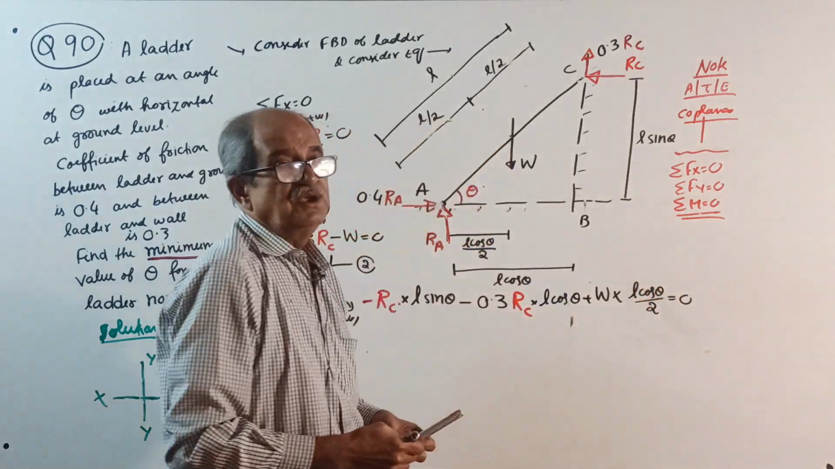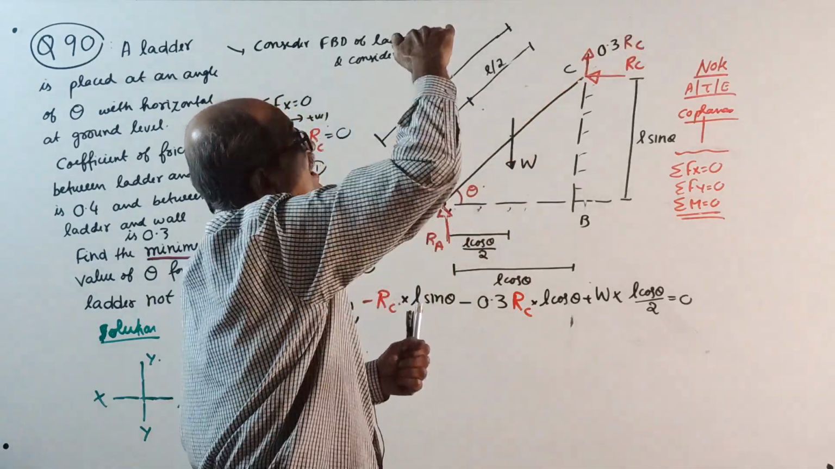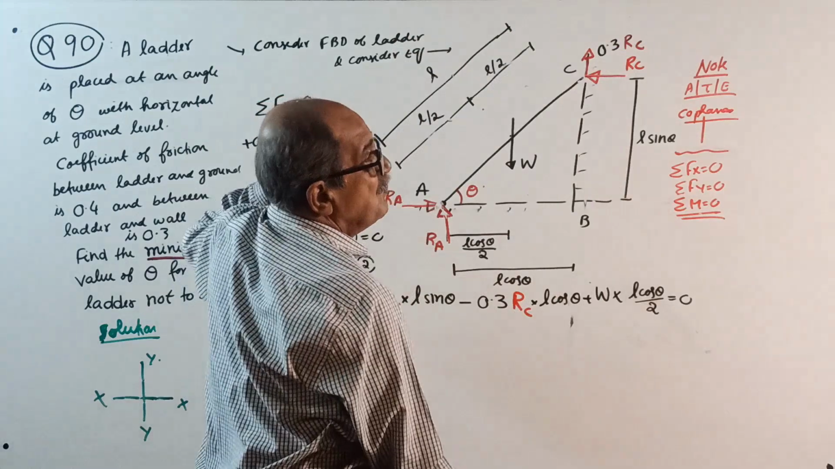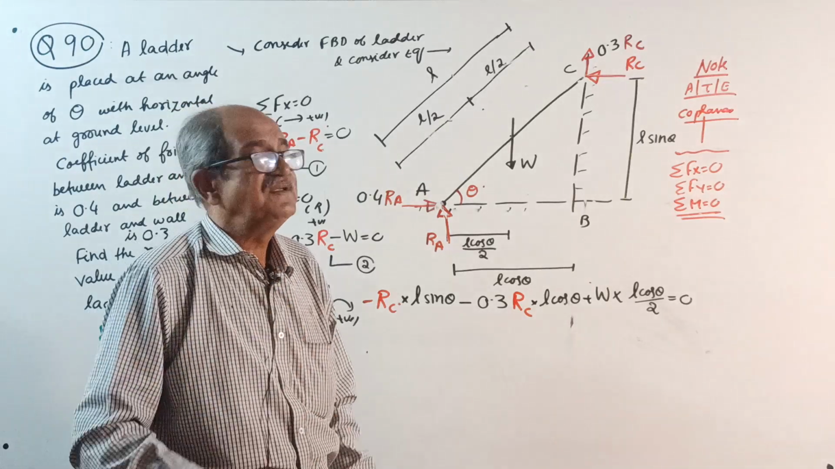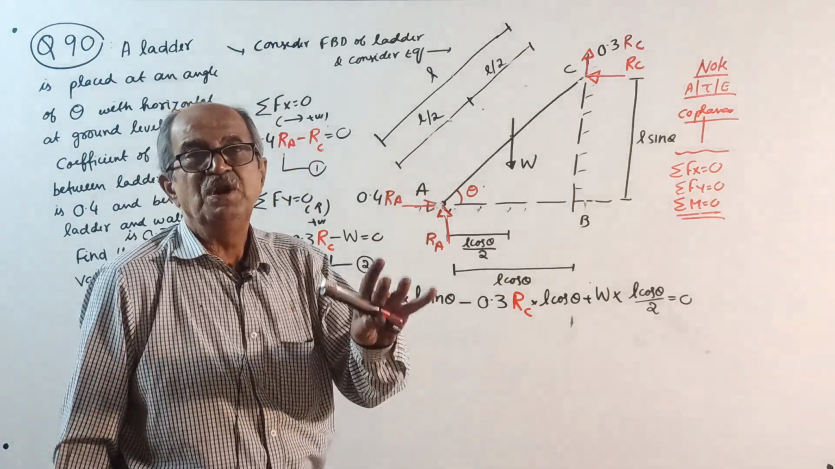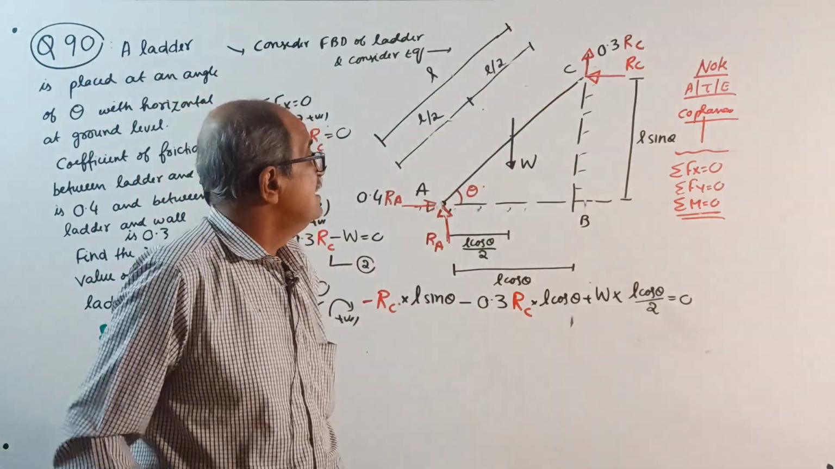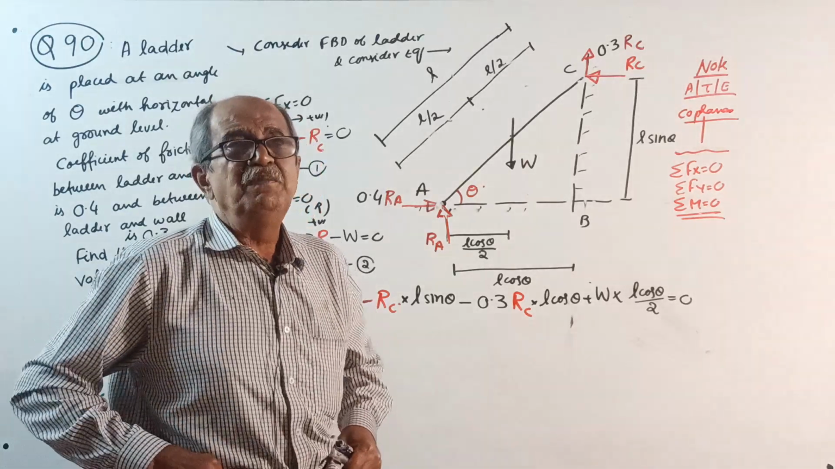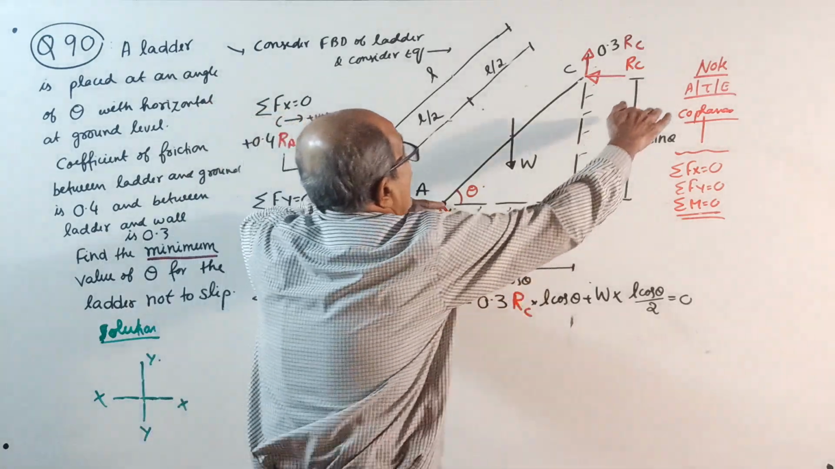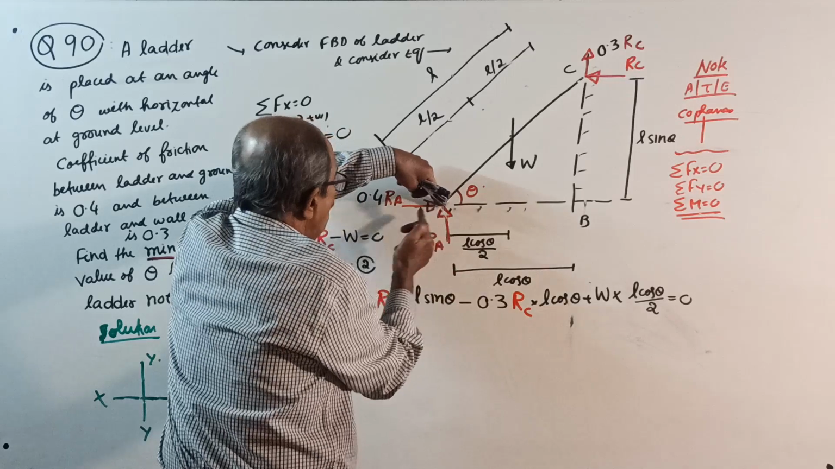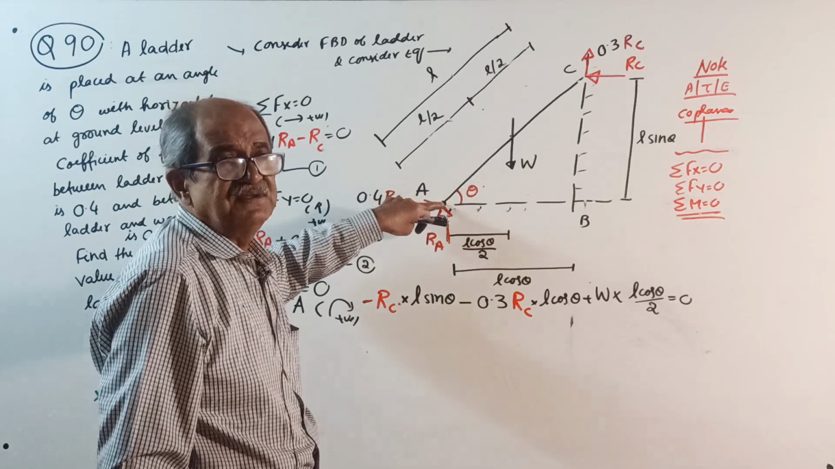I should not explain: horizontal force into vertical distance, vertical force into horizontal distance, force into perpendicular distance. If someone will surely tell, sir, you told this 1,000 times earlier. Okay, 1,000 first time. If you are not able to get the moment, it means you do not continue my class. So I will tell you here: RA into 0, 0.4 RA into 0, because both these forces are passing through the point A.